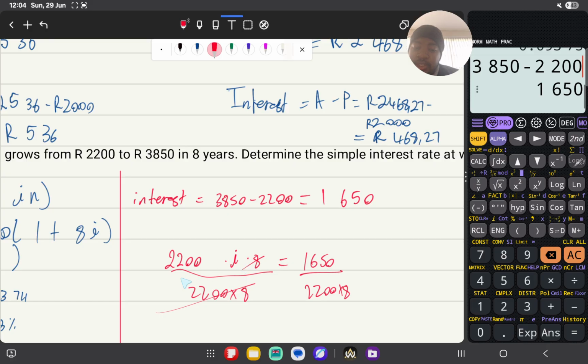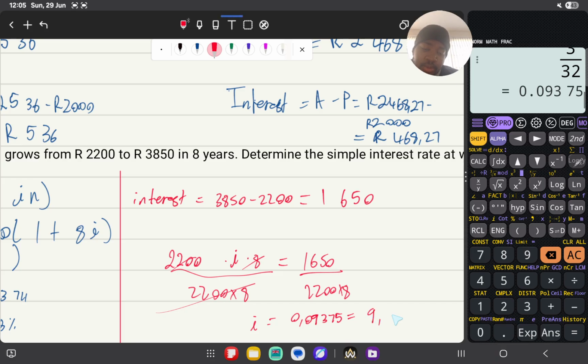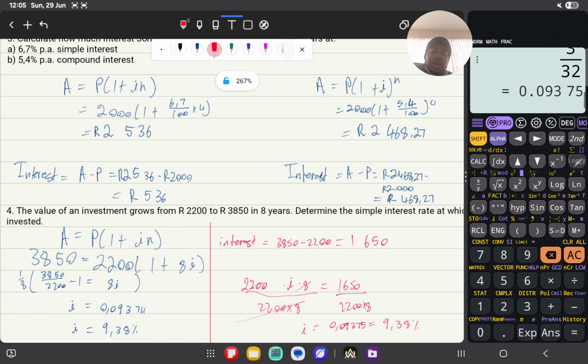So of course this side is just going to cancel out, so you'll have I equals 605 over 2200 times 8. Damn, it actually works. It actually works, guys. So yeah, if you want to use it, you could. But just make sure that you know where everything came from.